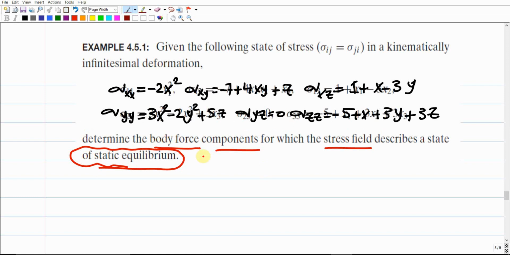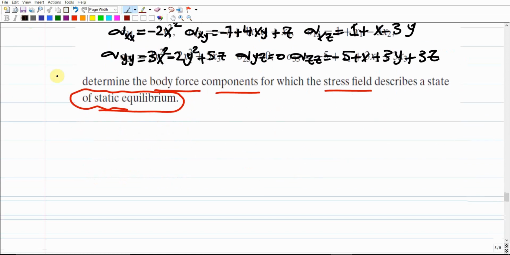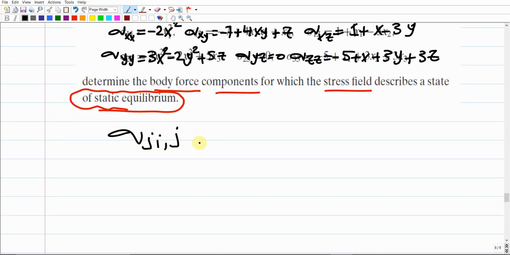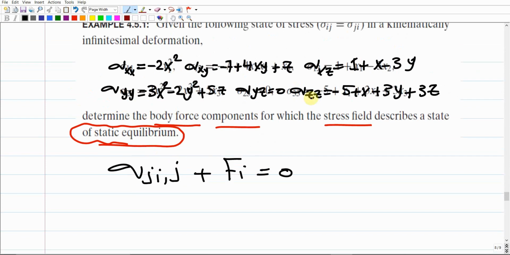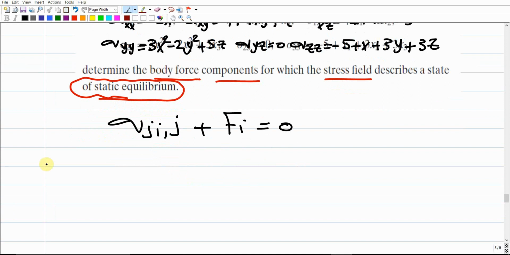So how can the stresses be related to the body forces? The stresses can be related to the body forces through this equilibrium equation, sigma ji comma j plus the body force Fi should equal 0, since we're working in static equilibrium. We can then write this equation as 3 different equations, but we have to take derivatives of the stress components with respect to x, y, and z. So it is advised to write the equations first to know exactly what derivatives you need.